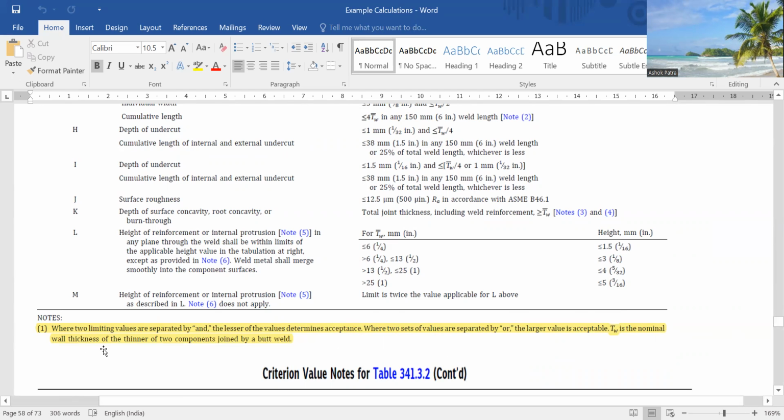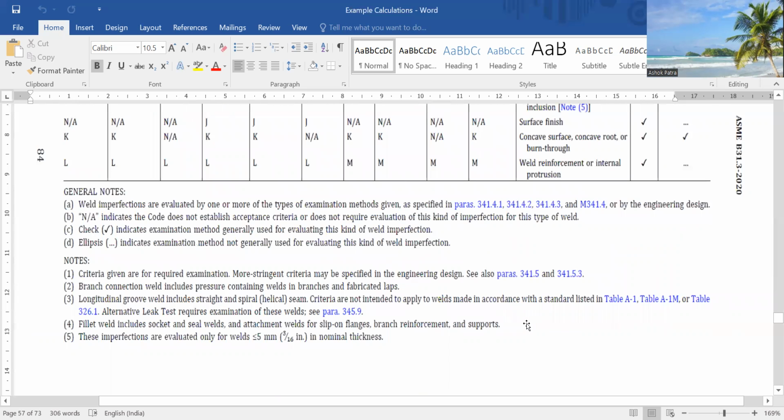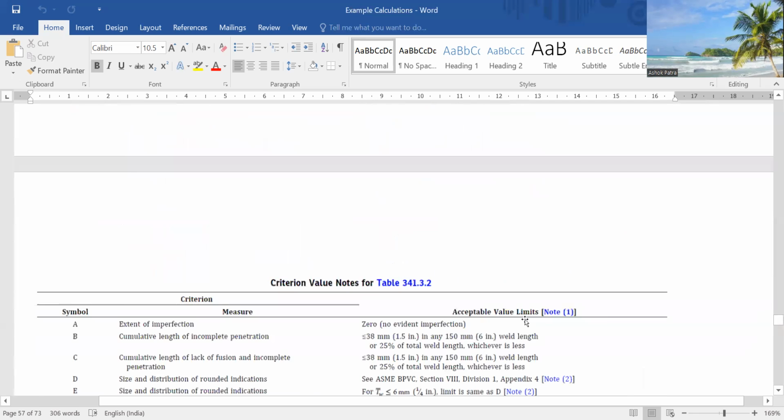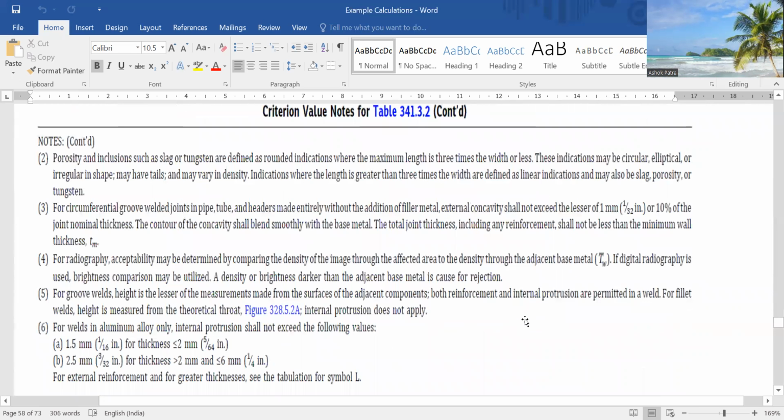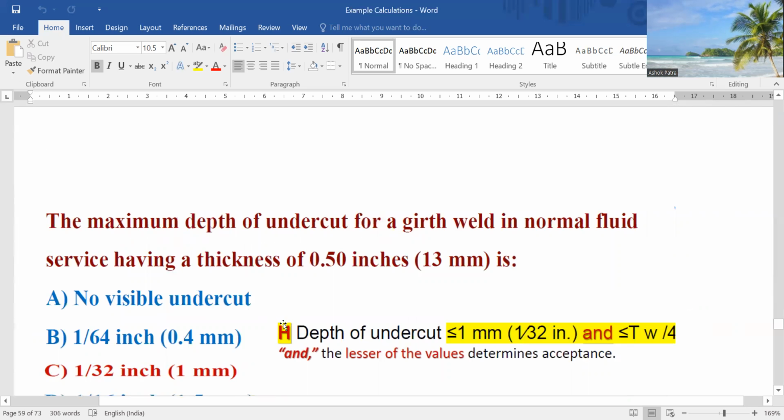Tw is the nominal wall thickness of the thinner of the two components joined by a butt weld. So here also notes are there, just go through this so that it is okay for you. Any questions you can ask me. Let us do other questions.